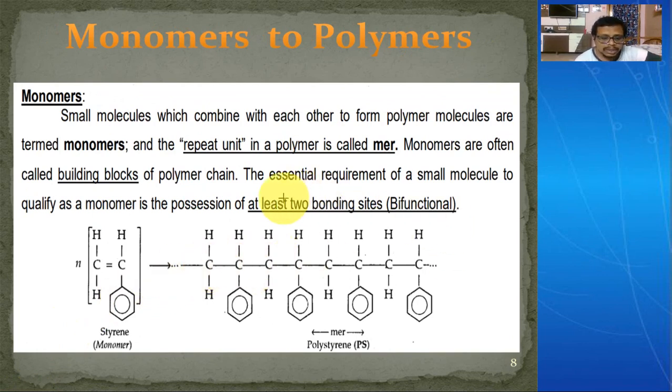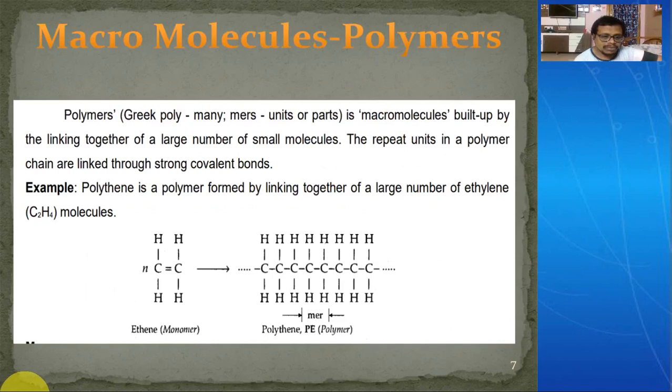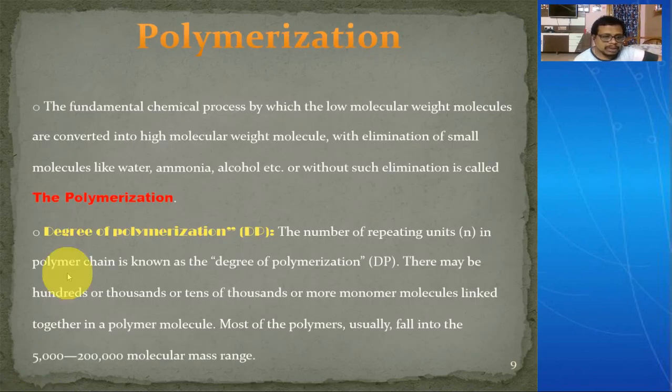Now let us discuss polymerization, the fundamental chemical process by which low molecular weight molecules are converted into high molecular weight molecules, with or without the elimination of small molecules like water, ammonia, alcohol, etc. Simply, polymerization is nothing but the formation of a polymer, the synthesis of a polymer in the lab. Okay, so this is a chemical process.